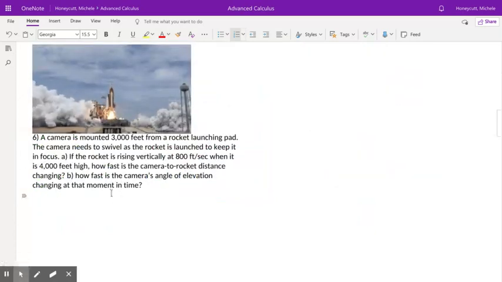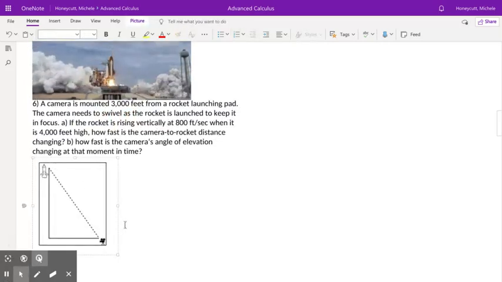All right, our next example involves a rocket launch. So I have a GIF of a space shuttle launch here to kind of get an idea of the situation that's happening. We have a camera that's mounted 300 feet from a rocket launching pad. The camera is going to need to swivel as the rocket is launched to keep it in focus. The rocket is rising vertically at 800 feet per second. When it is 4,000 feet high, how fast is the camera to rocket distance changing? So in order to keep the rocket in view, this camera is going to have to pivot and look up at that shuttle at a certain speed.